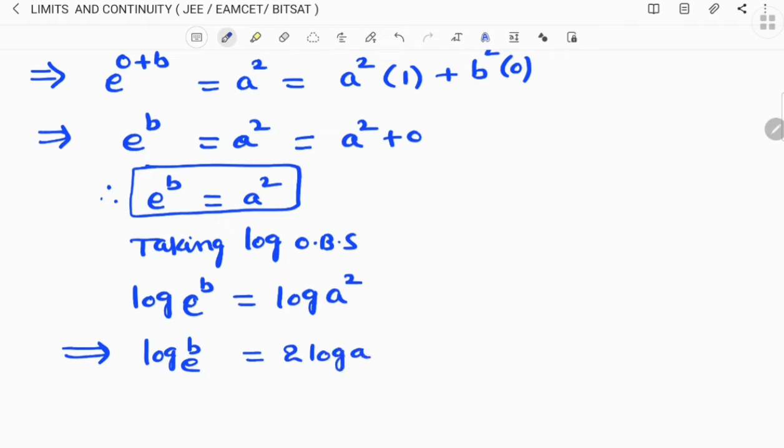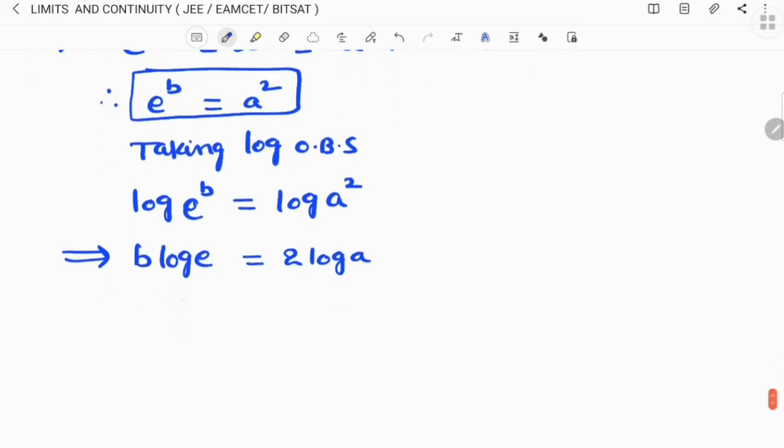So from the options, if you observe, log e power b, it is not b. Log e power b, we can write it as b log e. Log e value is 1. So that implies that b is equal to.